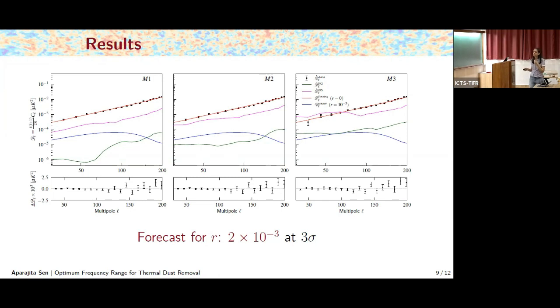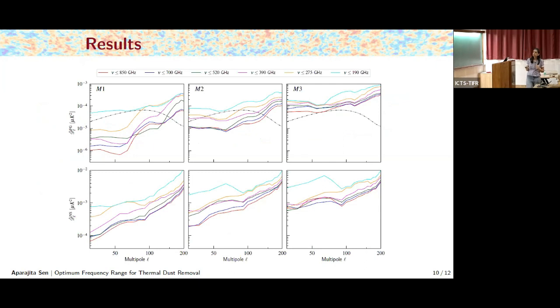Just to mention here, in our previous work, we did the forecast for CMB Bharat, and we saw that we can actually detect up to 2 times 10 to the power minus 3 at 3 sigma. And with lensing, delensing, we can improve this measurement. So coming to the results, this is the main result of our paper.